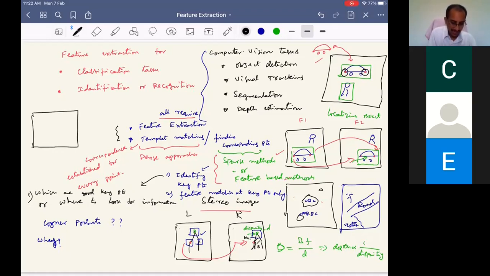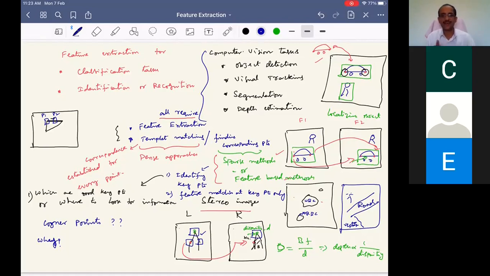Assume that I have an image, something like this. Now, if you see, along the edge also I have a good gradient. Why are we looking for corner points? Why not this point versus this point? So, point one and point two, which is more informative or easier to catch?